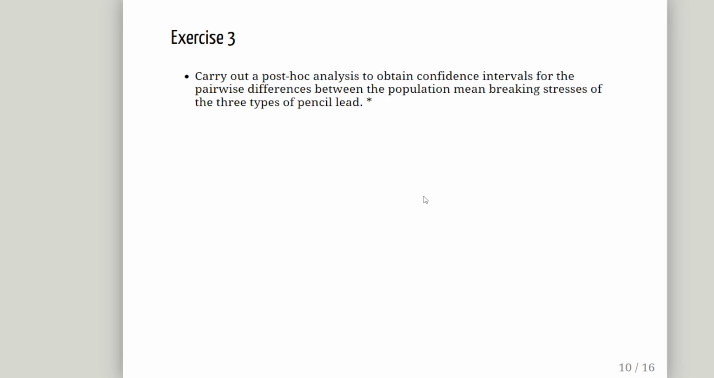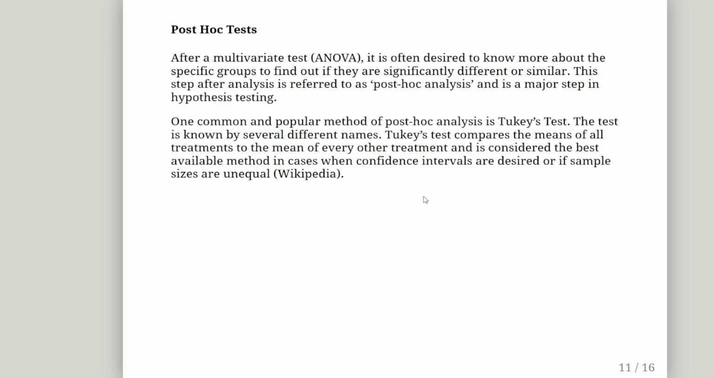Okay. So the next thing is to carry out a post hoc analysis to obtain confidence intervals for the pairwise differences between the population mean breaking stresses of the three types of pencil lead. After a multivariate test such as ANOVA, it is often desired to know more about the specific groups to find out if there are significant differences or not. This step after analysis is referred to as post hoc analysis and is a major step in the hypothesis testing process. One common and popular method of a post hoc analysis is the Tukey test.